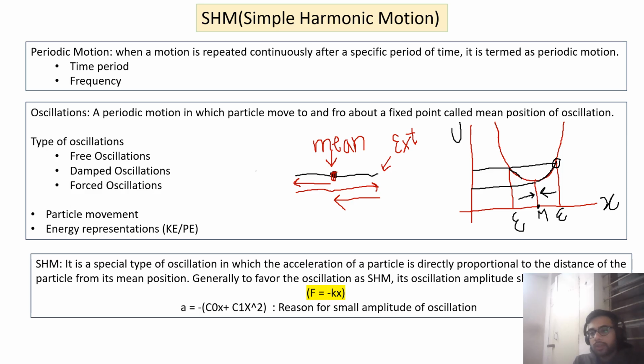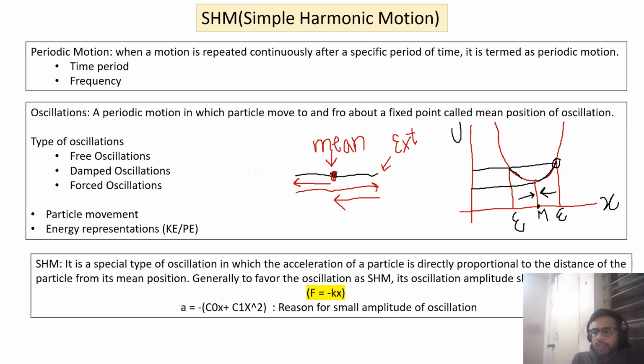Now I will explain the next topic, SHM, which is the main core concept that we have to read in this chapter. So SHM, as the name suggests, is simple harmonic motion. So simpler things are going to take place here. It is a special type of oscillation in which the acceleration of the particle is directly proportional to the distance of the particle from its mean position.